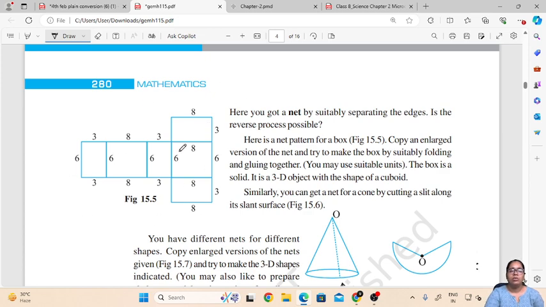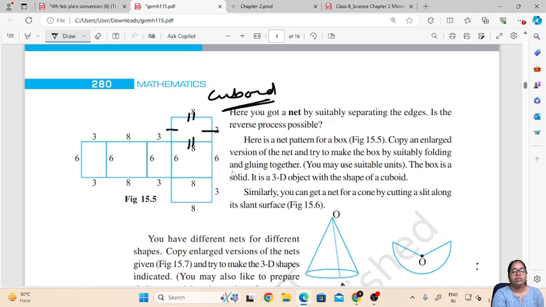See, this is a 2D outline of the cuboid, which on folding will give you a cuboid. Why is this a rectangle? Because see, two sides are equal. So these two opposite sides and these two opposite sides are equal. When you fold it, what you will get is a cuboid.